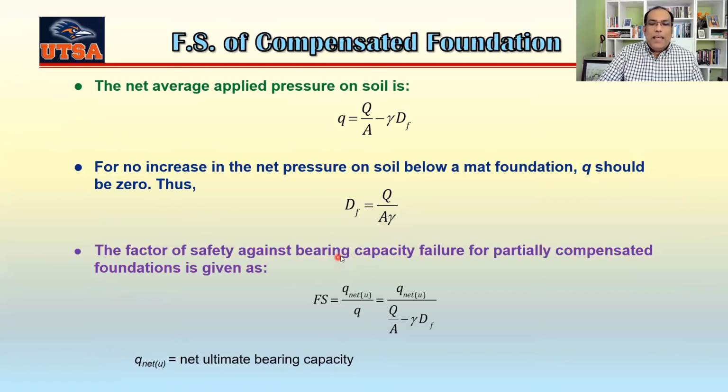Now, the factor of safety against bearing capacity failure for a partially compensated foundation is given as factor of safety equals q net ultimate divided by your q. You can see this is your net ultimate divided by how much is coming. You can change that one with this, so you can find out what would be the factor of safety of your construction.